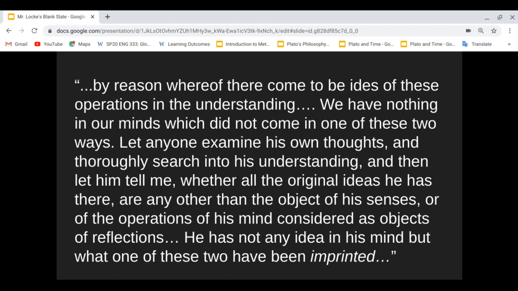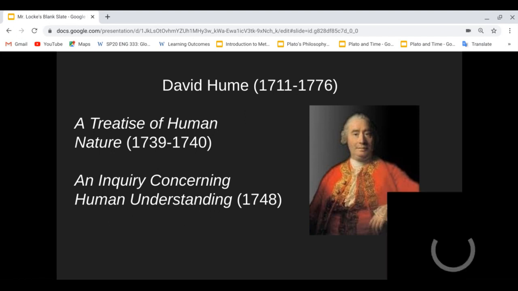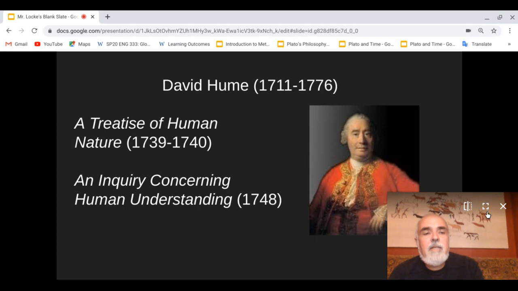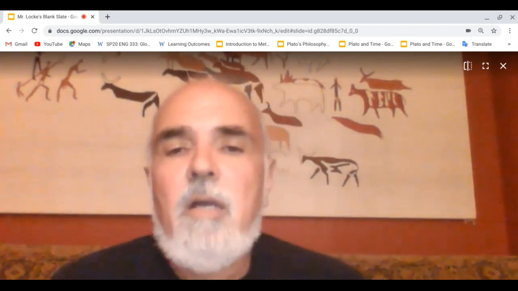We have nothing in our minds which did not come in one of these two ways. Let anyone examine his own thoughts and thoroughly search into his understanding, and then let him tell me whether all the original ideas he has there are any other than the objects of his senses, or the operations of his mind considered as objects of reflection. He has not any idea, not one, in his mind, but what one of these two has imprinted or inscribed upon it, upon the blank slate that is the mind. Okay, so that's a nice idea. We've heard it before, I think, though, if you were attentive to our reading of Plato's Chora.